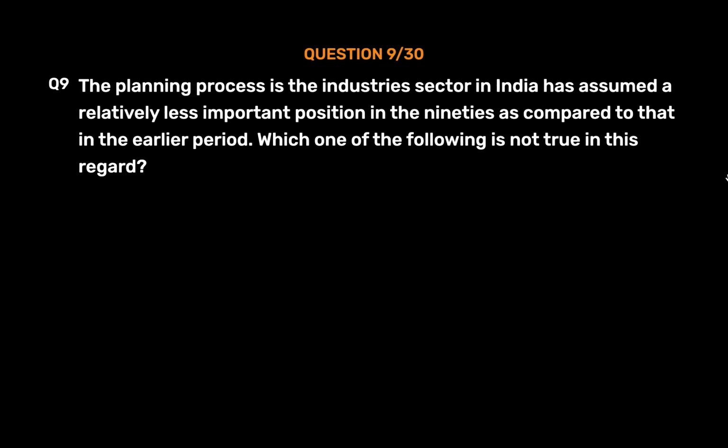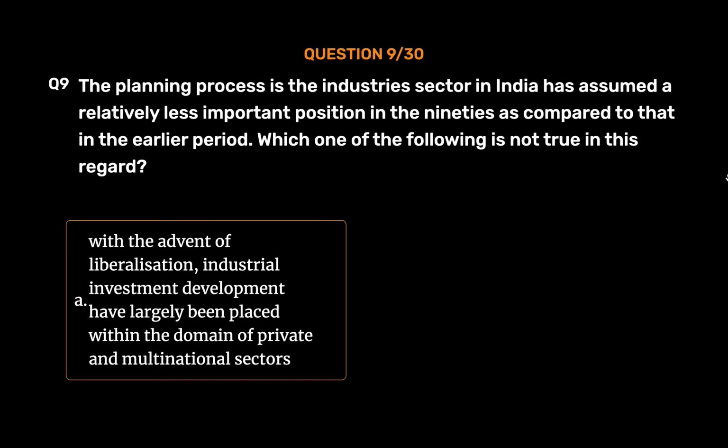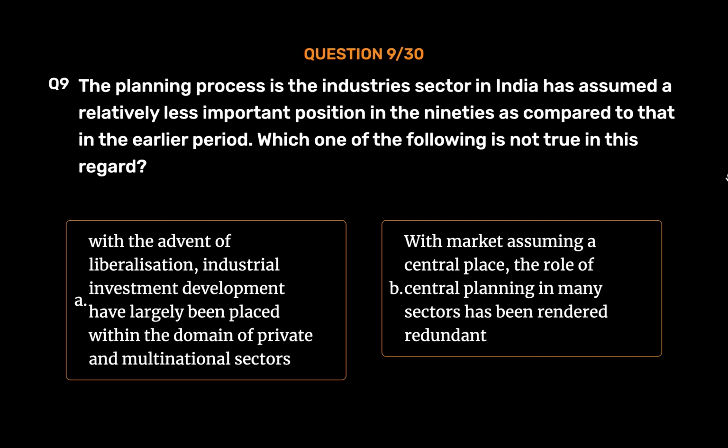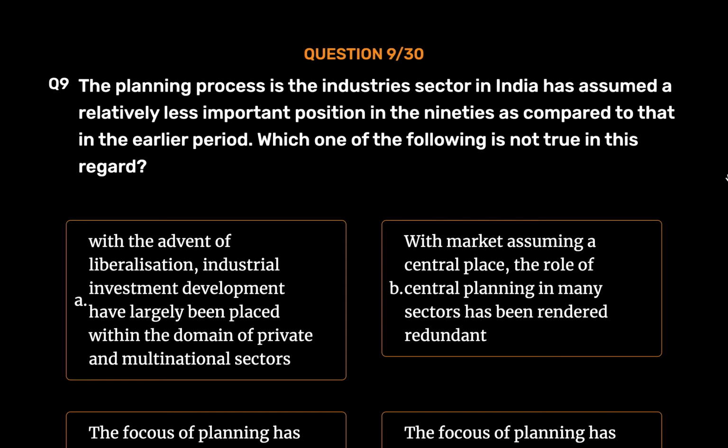Question number 9. The planning process in the industries sector in India has assumed a relatively less important position in the 90s as compared to that in the earlier period. Which one of the following is not true in this regard? Option A. With the advent of liberalization, industrial investment development have largely been placed within the domain of private and multinational sectors. Option B. With market assuming a central place, the role of central planning in many sectors has been rendered redundant. Option C. The focus of planning has shifted to sectors like human resource. Option D. The focus of planning has shifted away from industrial development to rural development.